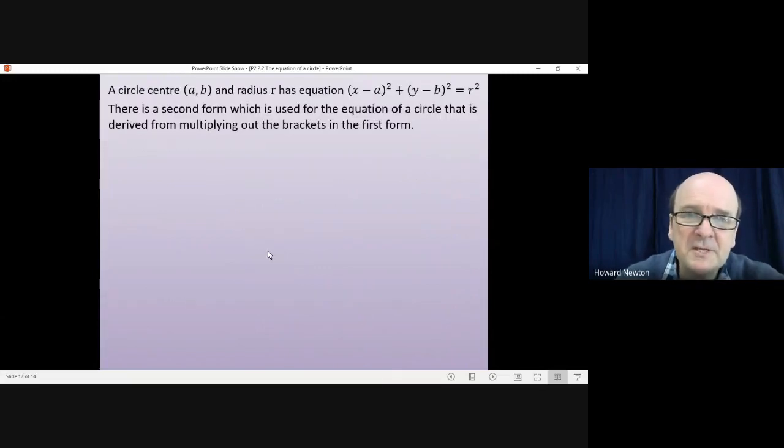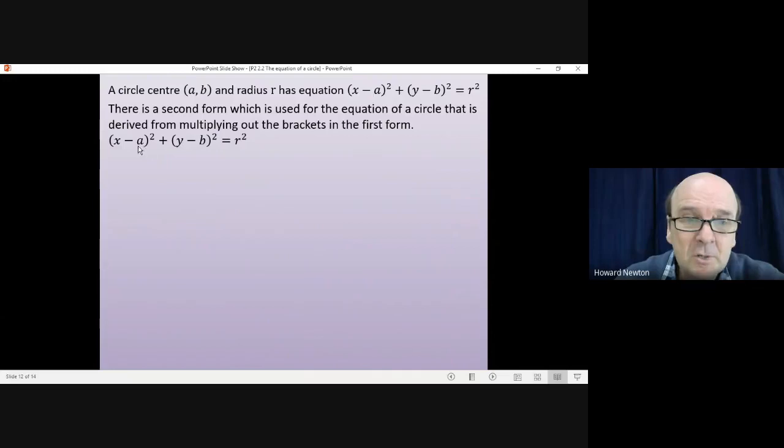Okay, a circle, center (a, b) and radius r. We've already said that that's the neatest way of writing down the equation of the circle, because you can see the center and you can see the radius from the formula. But there is a second form, which is also used for the equation of a circle, that's derived from multiplying out the brackets in the first form. Now, the truth is, I'm not a big fan of the second form. I never use it unless I have to. But there are some questions where you have to, because they ask you to. So we will look at it.